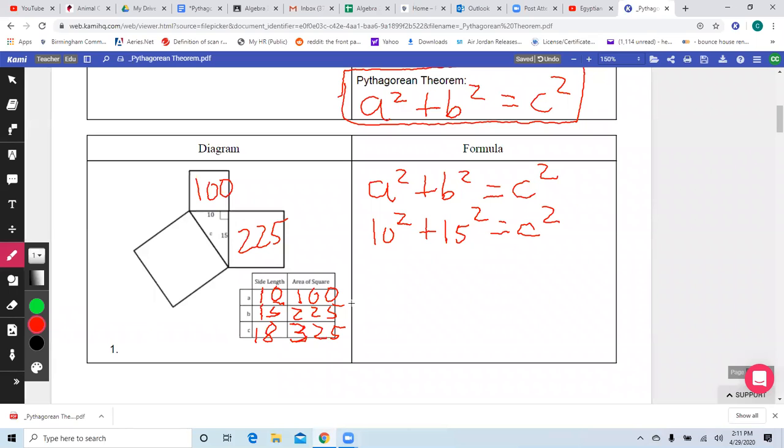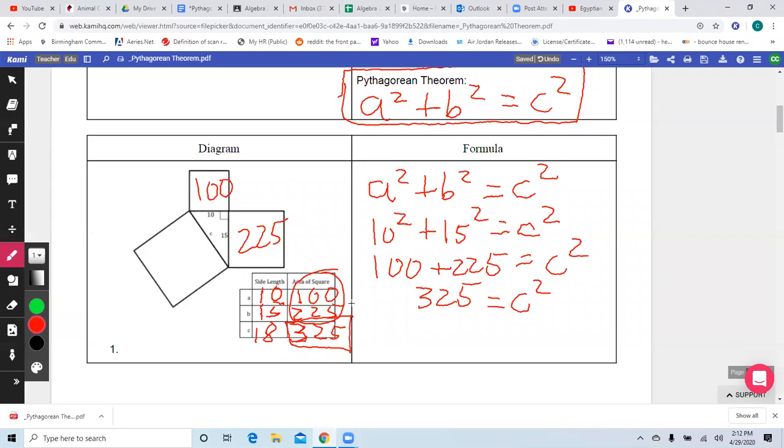So if I square this, this is 100, and this is 225. So you see how I get the same thing here, right? That's where the 100 and 225 come from. And then if I add the 100 and the 225, I get 325. So you see that's where this comes from. So 325 is c squared. And if you remember, how do I get rid of the square? The opposite of squaring something is to square root something. And then once again, if you use your calculator, you'll get this is approximately 18.